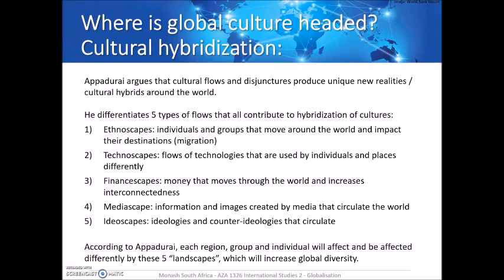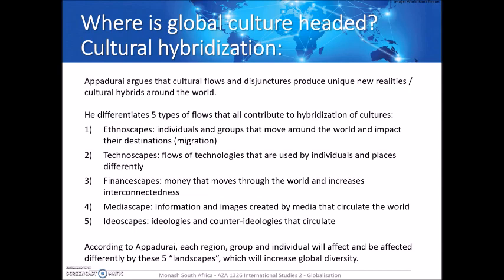And the last one is ideascapes, which is basically ideologies and counter ideologies that emerge to it, that also circulate the world and that affect different places and people in different ways. So according to him, each region, each group, each individual will be affected and also affect those flows differently. And all of this will increase global diversity.